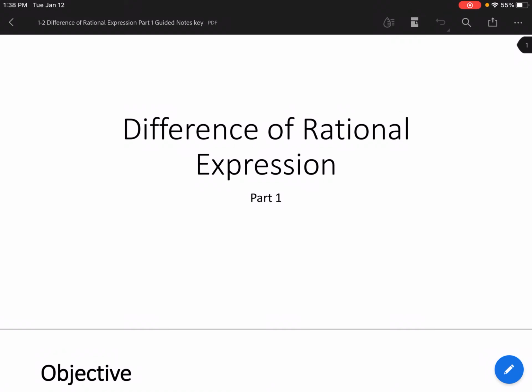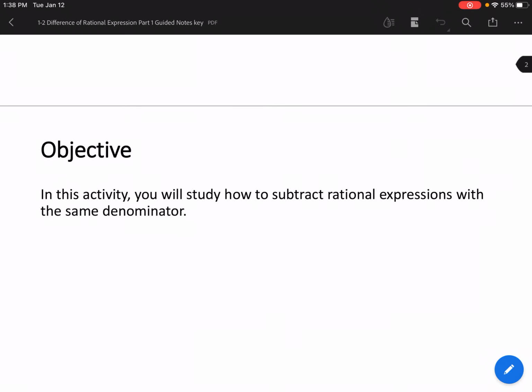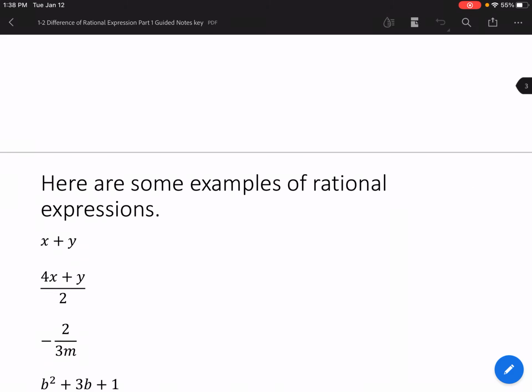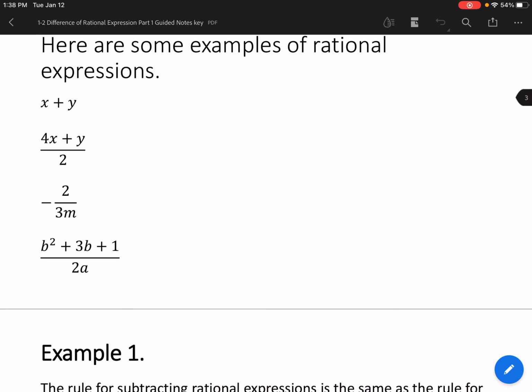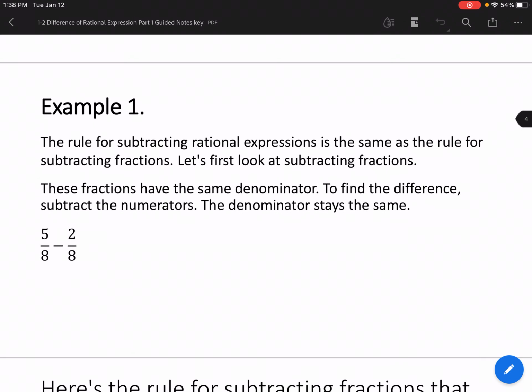The difference of rational expressions. Your objective is to study how to subtract rational expressions with the same denominator. So here again are some examples of rational expressions. We talked about this earlier with the sum. These are just some examples of rational expressions.